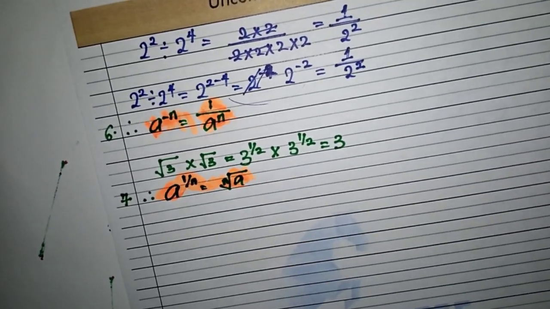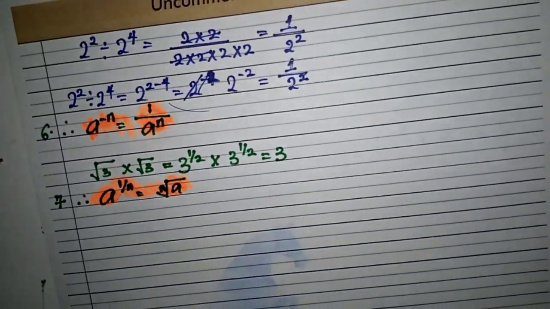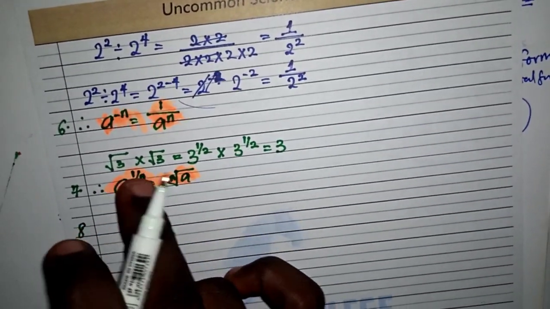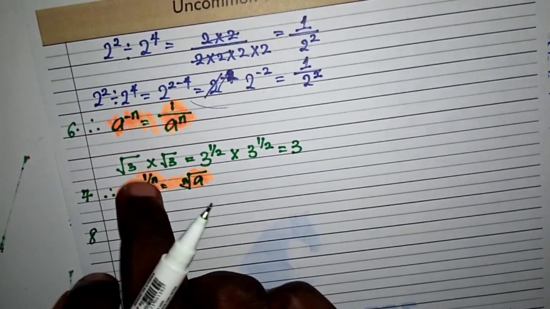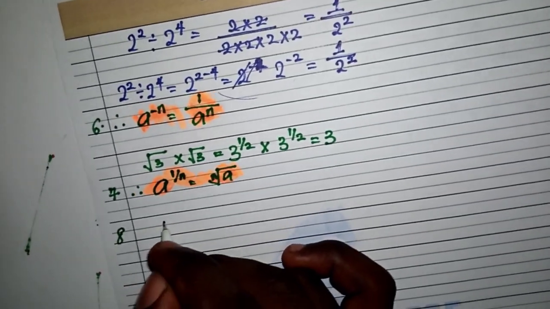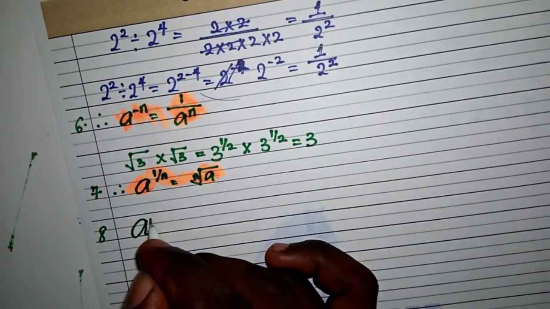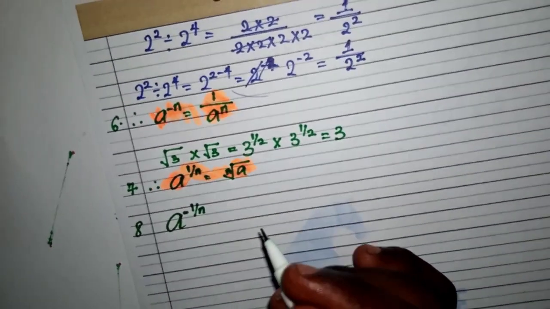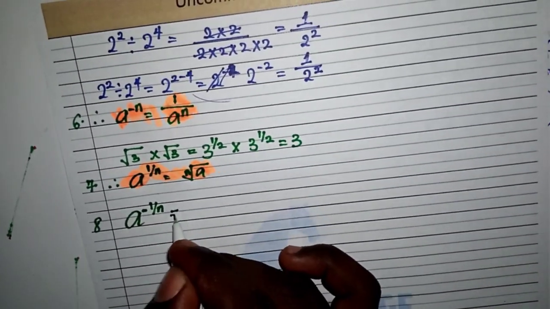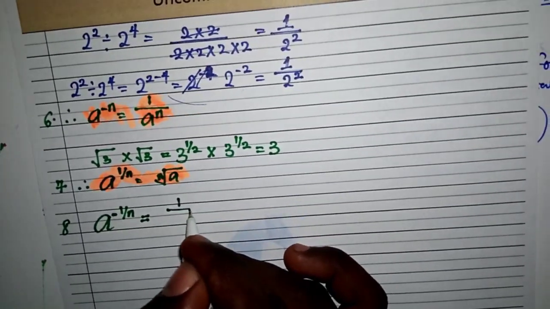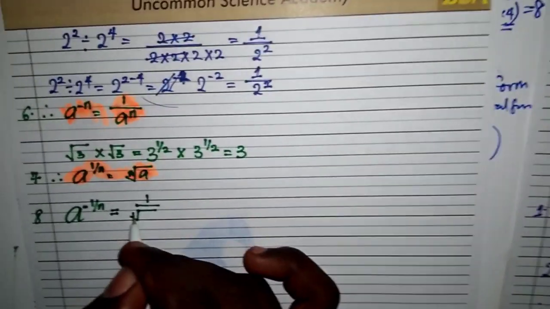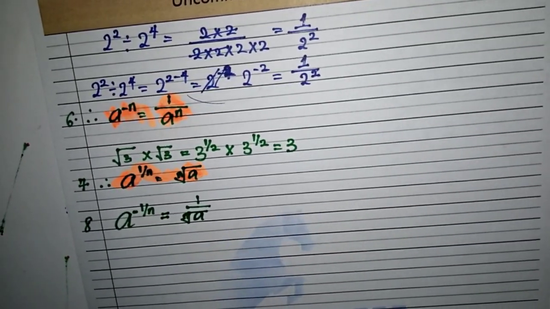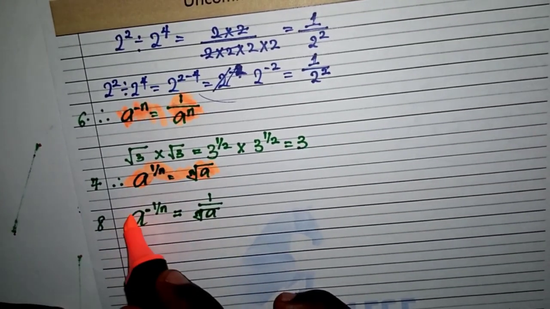So, if this is the seventh law, let us now see a case whereby I want to combine this and the sixth law, that is, the 6th and 7th. If I have a to the power of negative 1 over n, you can as well predict what the answer will be. It will become 1 divided by the nth root of a. This will be the eighth law in this class.